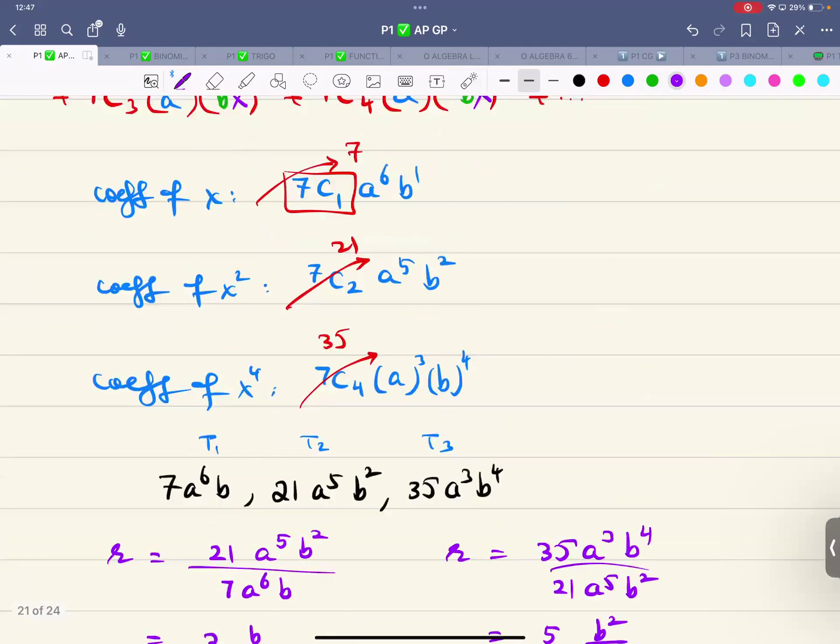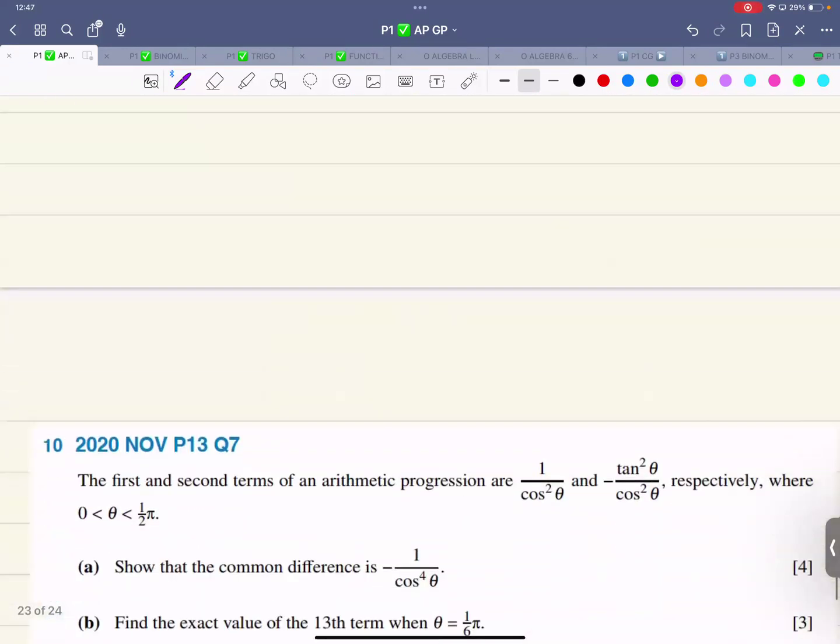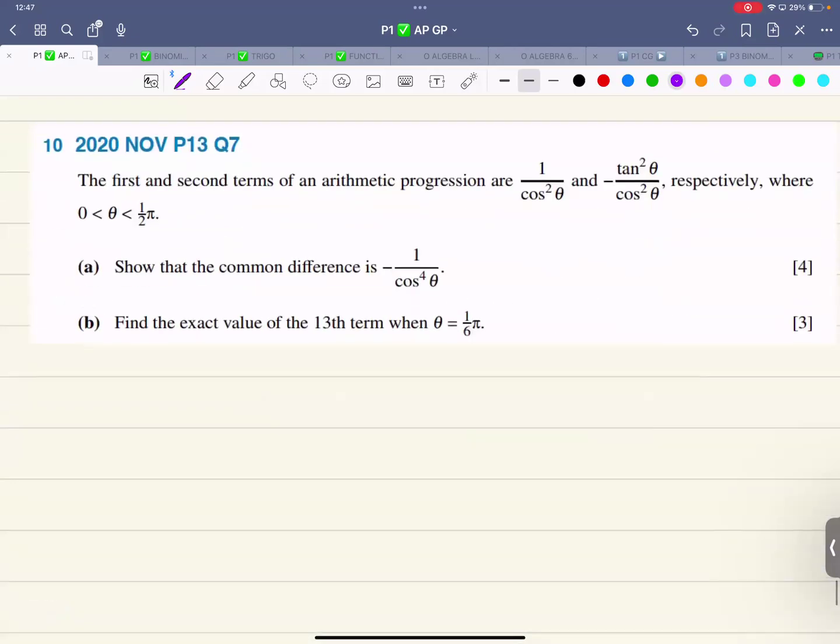So it's just usage of binomial to form this thing. Okay, one other question like this. The first, second terms of an arithmetic progression. So let me highlight it. So this is first and second. Arithmetic progression are such and such. Theta lies between this thing. Part A, show that the common difference is this thing.